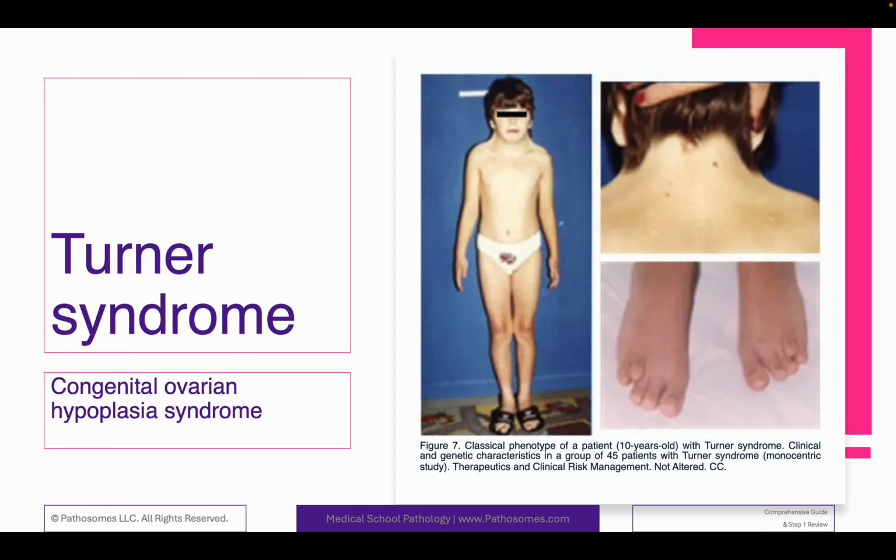Turner syndrome, also known as congenital ovarian hypoplasia syndrome. This image shows the classic features of a patient with Turner syndrome. If you could name them, you're on the right track. Look at that broad shoulder.